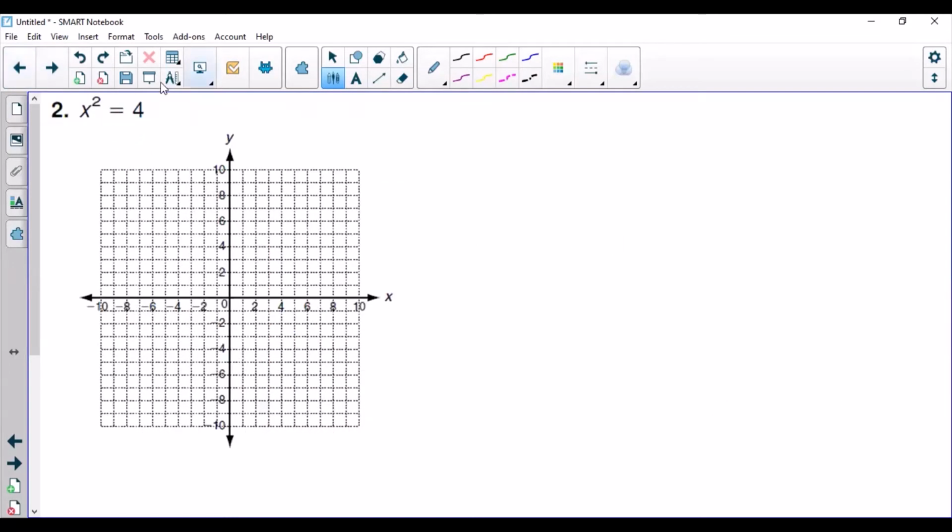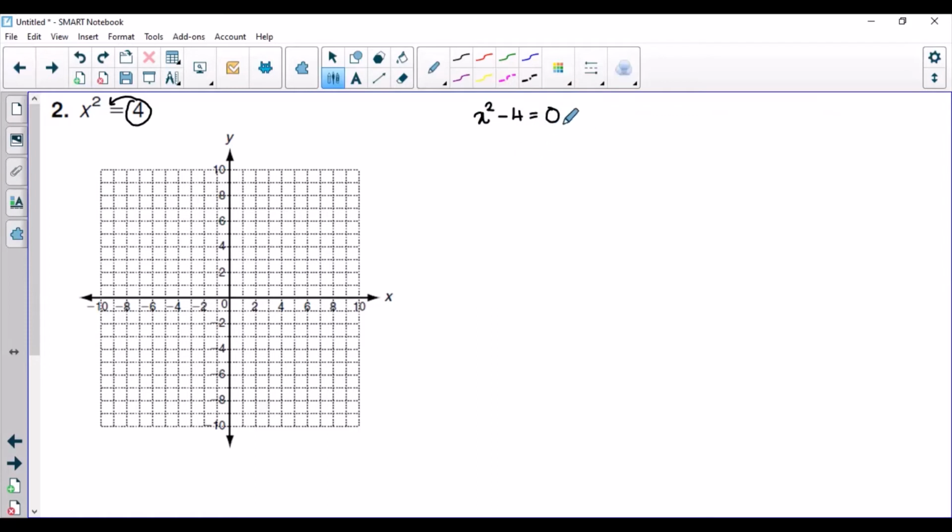x squared equals 4. Now, I already told you, always make sure that the equation is in the correct standard form. This question here is not in the correct standard form. So what do we do? We move the 4 to the other side, leave the x squared where it is. So rewrite the equation: x squared minus 4 equals 0. This is the quadratic equation you're going to solve.